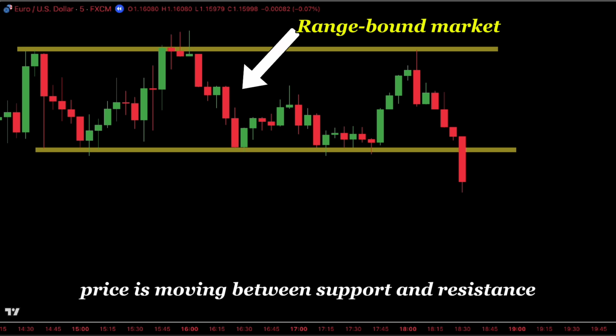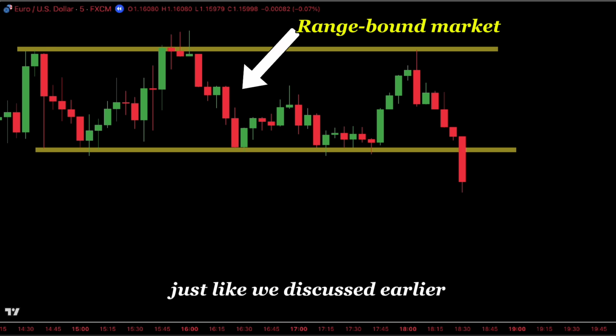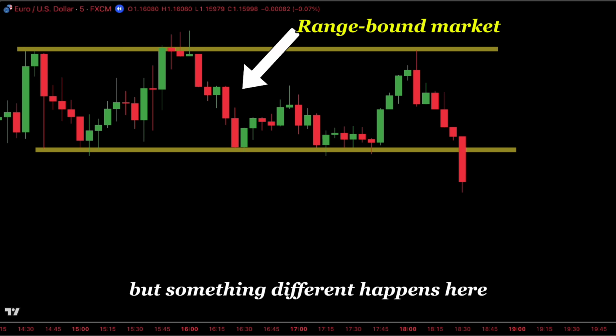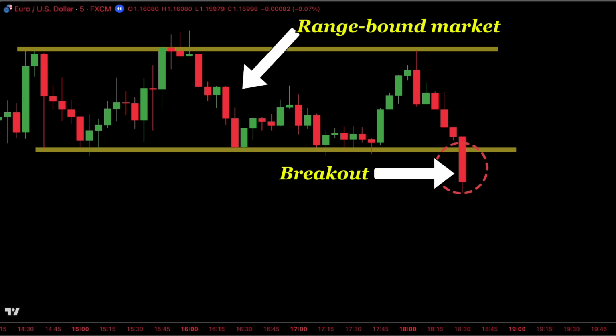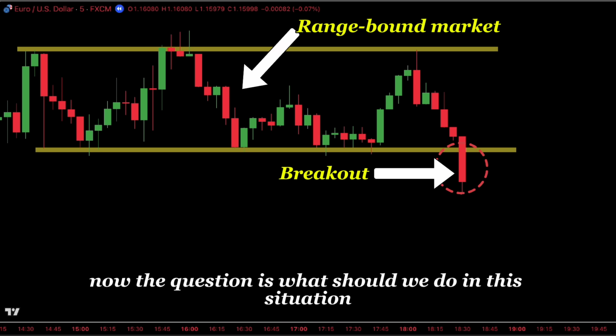In this case, we have a range-bound market. Price is moving between support and resistance, just like we discussed earlier. But something different happens here. The market breaks below the range and starts moving downward. Now the question is, what should we do in this situation?